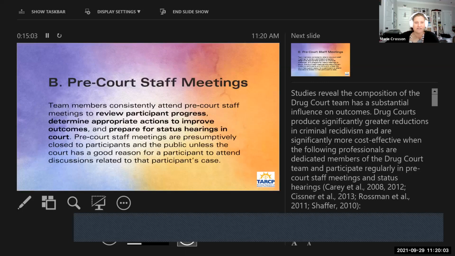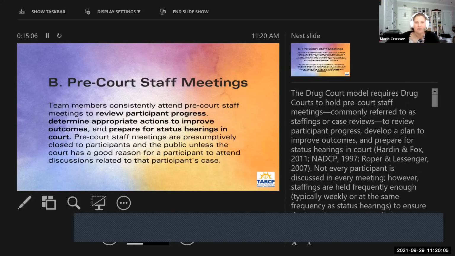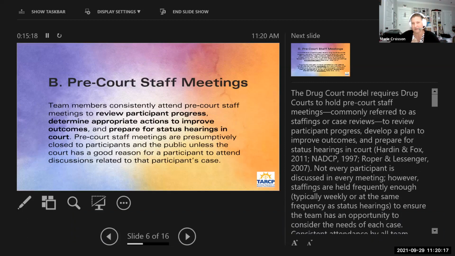Moving on, because I know you guys are wondering about confidentiality and what that means. Okay, so pre-court staff meetings. I highlighted the components of this language that comes straight out of the best practice standards that I think is the most pertinent for us to focus on today, and that is basically the three main functions of a staff meeting.